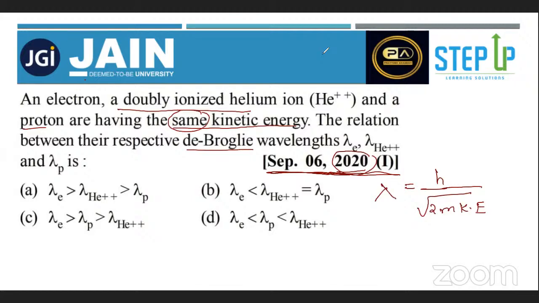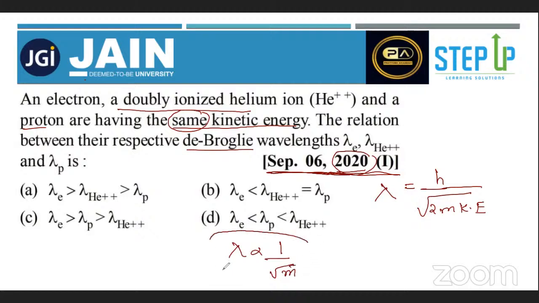C. Yeah, C is right. Why will it be right? Good. Because lambda is inversely proportional to root under mass if kinetic energy is the same.